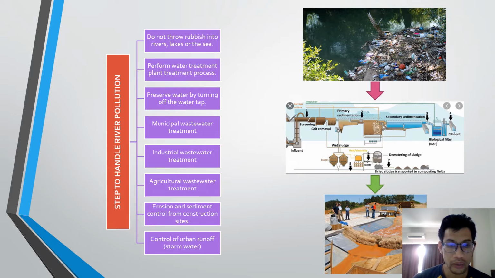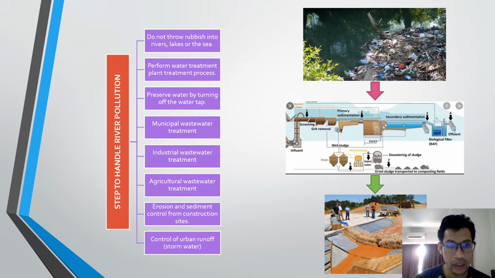For this slide, I will talk about steps to handle river pollution. One is do not throw rubbish into river, lake or sea. Clean up rubbish on the beach and sea, like collect rubbish and put in nearby rubbish bin and carry out recycling activities, and take action against those who violate the rules set by the authorities severely.